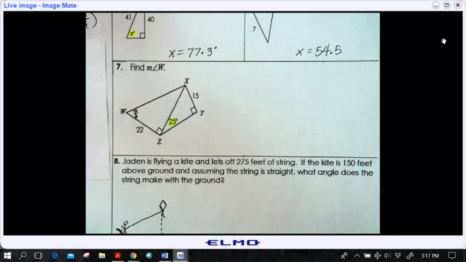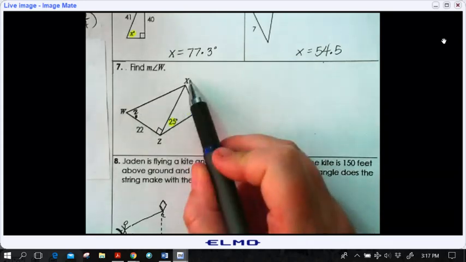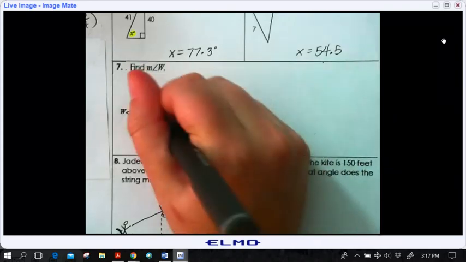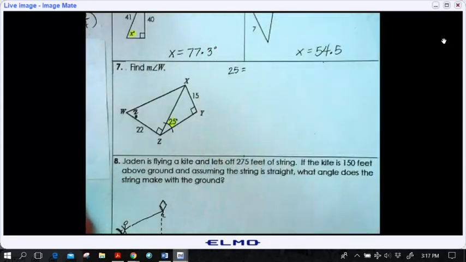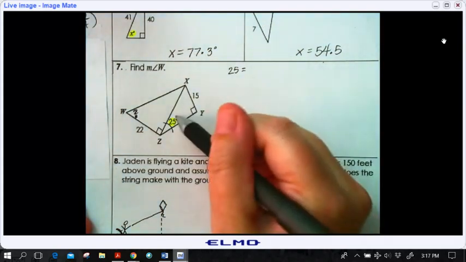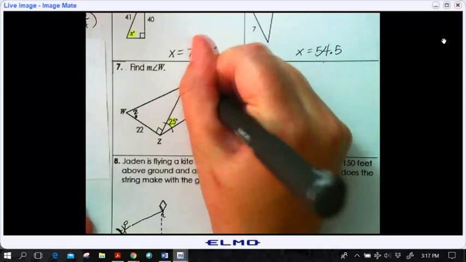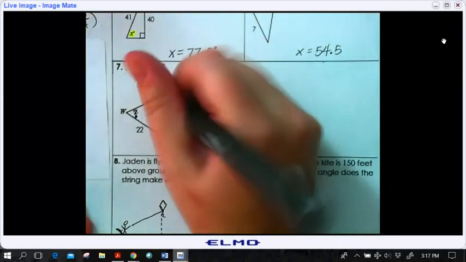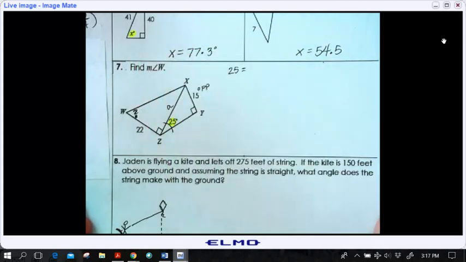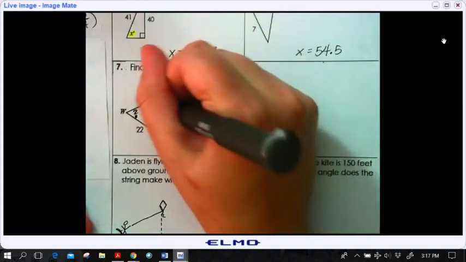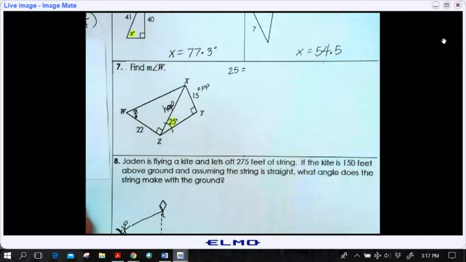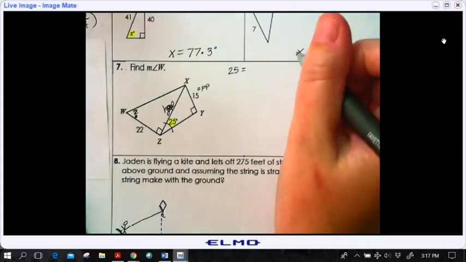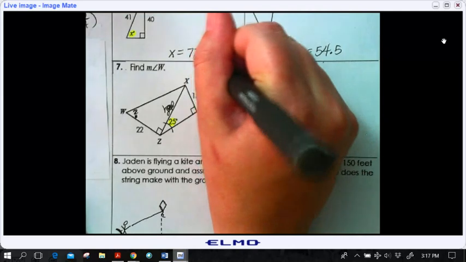So I'm going to need to start in this smaller triangle, XYZ. So here's the angle measure that I do know. Okay, so I do know the angle measure, and I know the opposite. So this is the opposite. And let's just call this little a, okay? Actually, I don't know the hypotenuse, okay? This is the hypotenuse. So I know the opposite and the hypotenuse. Opposite and hypotenuse is my sine function.